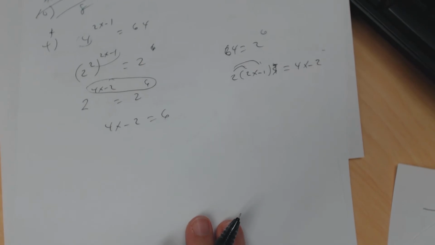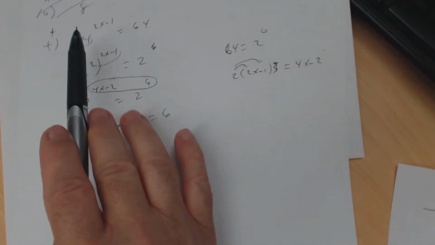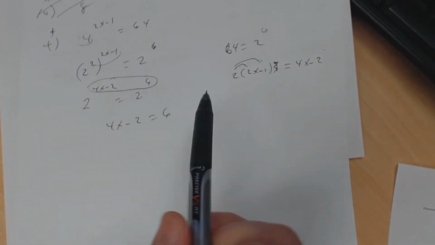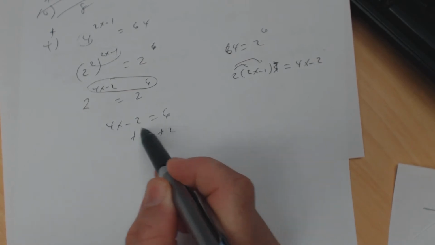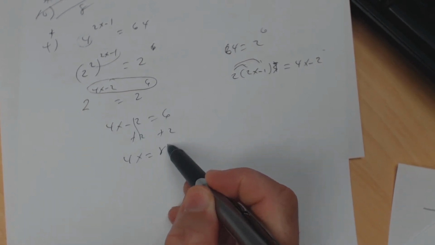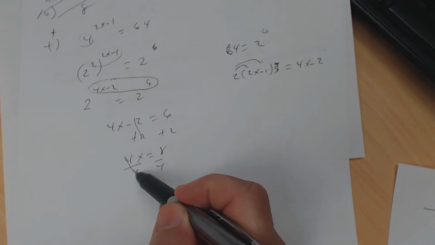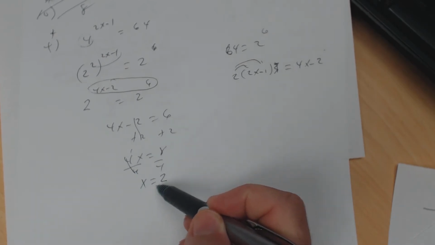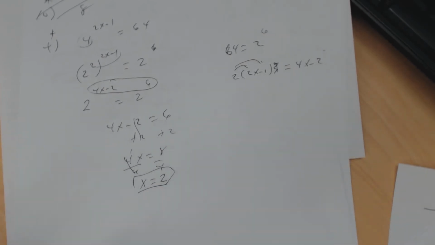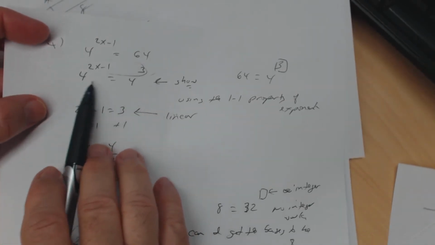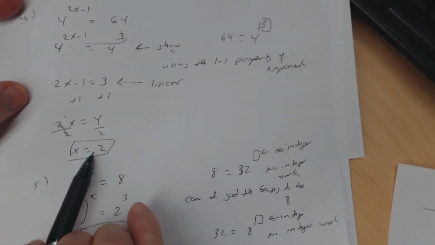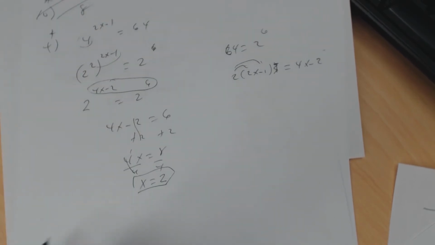Okay? And so notice I went from an exponential equation to a linear. So I'm going to add 2 to both sides. So I get 4x equals 8. Divide both sides by 4. I get x to be 2. And notice that's the same answer we got when we used the base 4. Remember that? So I get x to be 2. You get the same answer. All right? Okay, so let's try and do one more with this.